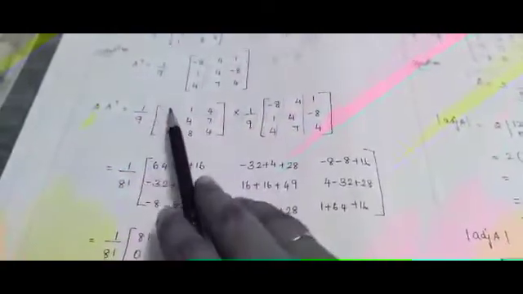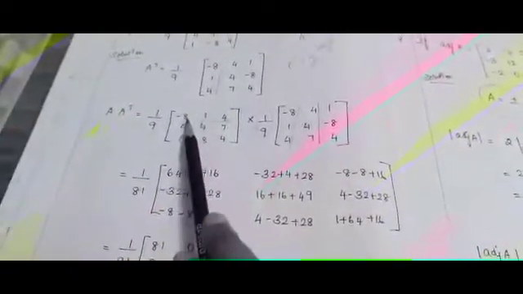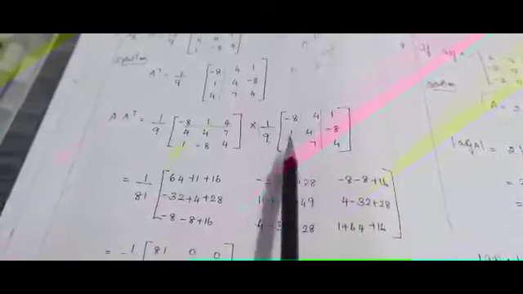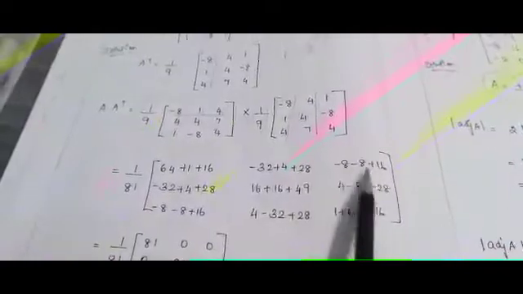Similarly, I'm going to do it for the second column. So minus 8 into 4, minus 32. 1 into 4, plus 4. 4 into 7, 28. For multiplication, you have to multiply only the row with the column, not with the row. The row should be multiplied with the first column, and similarly the second and third column. That should be written in the first row. Next, minus 8 into 1, minus 8. 1 into minus 8, minus 8. 4 into 4, 16. So I've completed the first row.